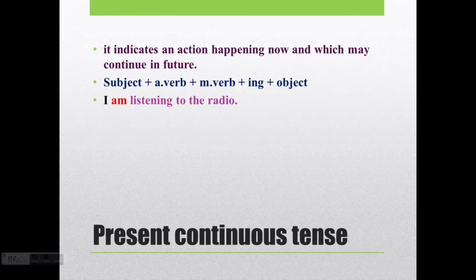Here, listening is the main verb, but if we don't use the word am, "I listening to the radio" makes the sentence incomplete and it makes no sense. So we are using this auxiliary verb am. "I am listening to the radio" gives a correct sense and completes the sentence. So auxiliary verbs are is, are, was, were, and these verbs help the main verb to complete the sentence. These auxiliary verbs are also called helping verbs.